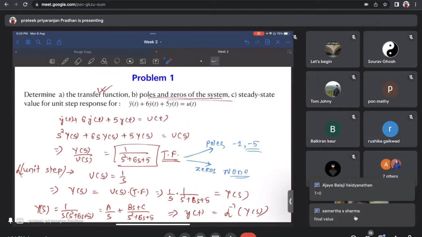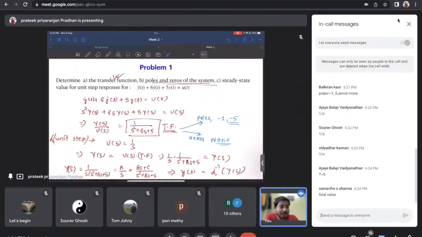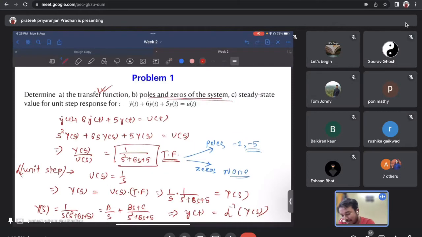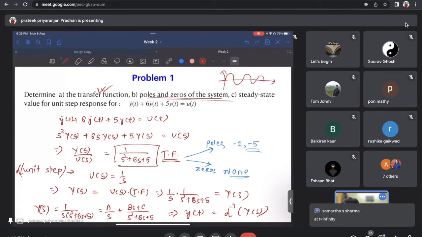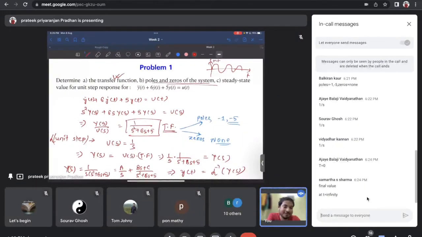Balaji says it's t is equal to 0. Samartha says it's the final value. Samartha, can you explain what you mean by the final value? If it's a sinusoid, like sine t, what's the final value? Okay, final value at t is equal to infinity. That is correct. But can you say what's the final value of sine t? Because you have mentioned a very good term which I will be explaining now.